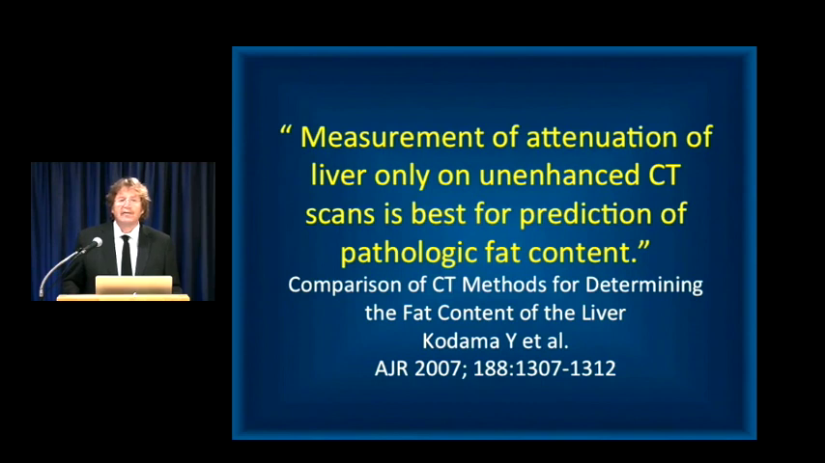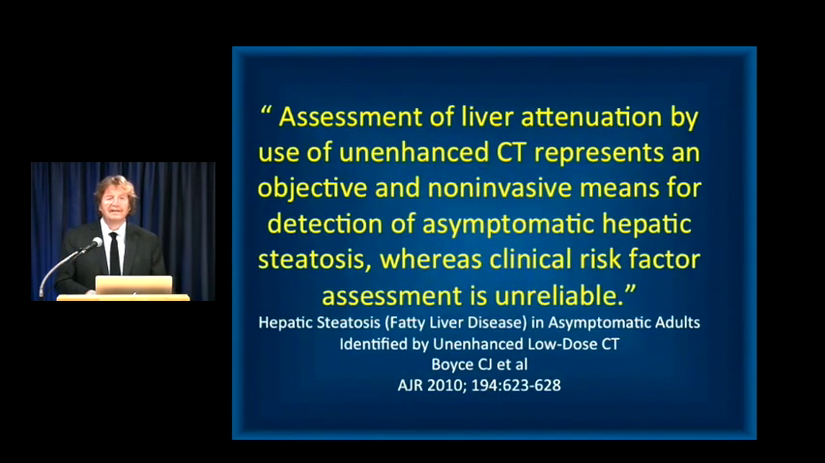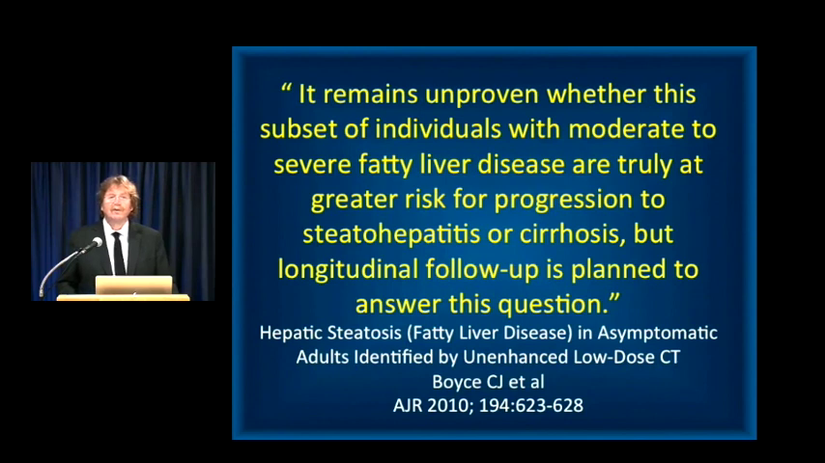This article by Kodama: measurement of attenuation of the liver on non-contrast CT is best for prediction of pathologic fat content. Article by Boyce: assessment of liver attenuation by unenhanced CT represents an objective and non-invasive means for detection of asymptomatic hepatic steatosis, whereas clinical risk factor assessment is unreliable. In that same article, it remains unproven whether the subset of individuals with moderate to severe fatty liver disease are truly at risk for progression to steatohepatitis or cirrhosis, and follow-up is planned to answer this question.